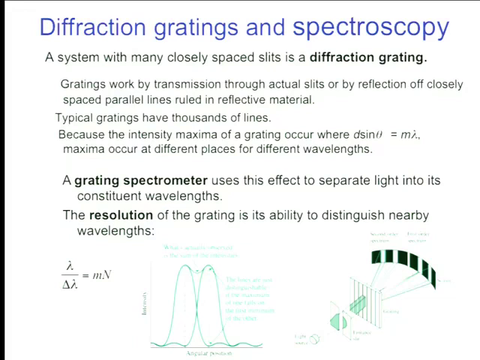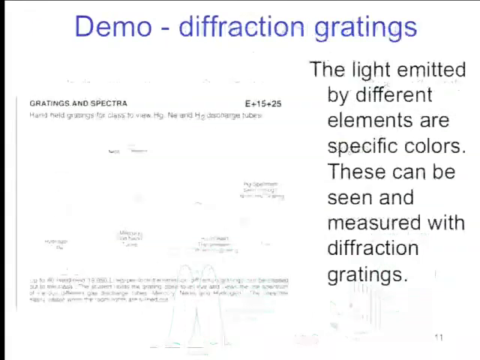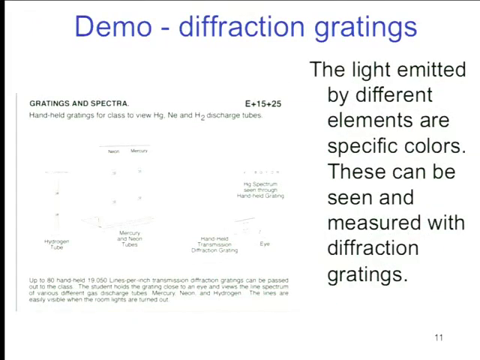So just measure the angle. Somebody tells you what the d spacing is, and you can figure out the wavelengths. Now, we had this little demo where we looked at a couple of gases that were excited and sending out light, and you could see lines of spectra coming out of them because the different colors, because of their different wavelengths, will come through at different angles.